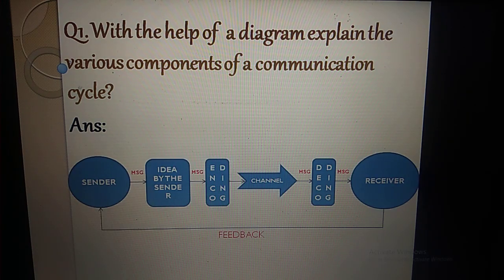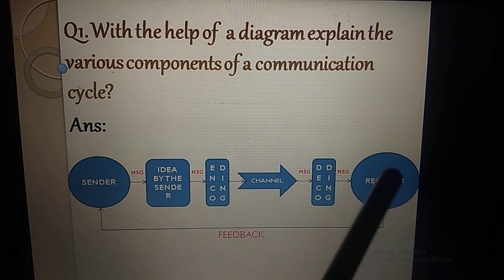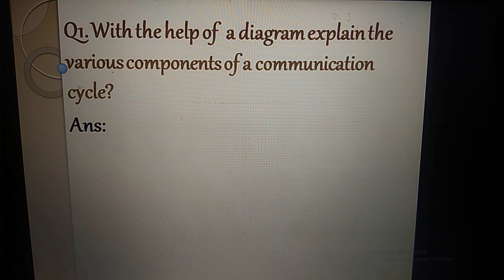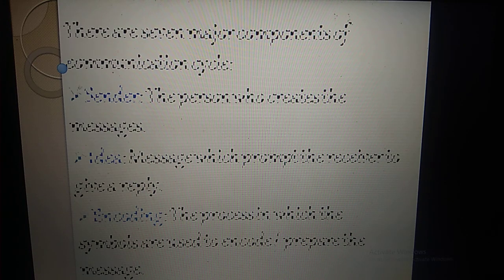Just make this figure, and then we will explain the various components. Components means what? Just sender, the idea by the sender, encoding, channel, decoding and receiver. So only these are the components. Okay, and feedback, these are the components of the cycle. So we will discuss about components.